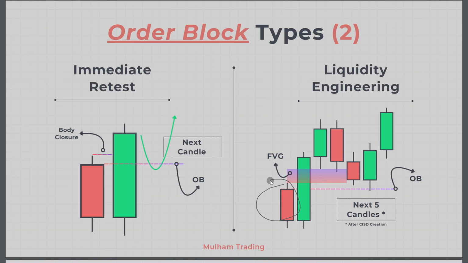This order block becomes invalid. Invalid does not mean that it's not going to be respected. It means that based on my trading plan, I'm not interested in this one. It might work and it might not work, but I'm not interested in taking an entry after 10 or 20 candles. Those are going to be the 2 types of order blocks you need to focus on.